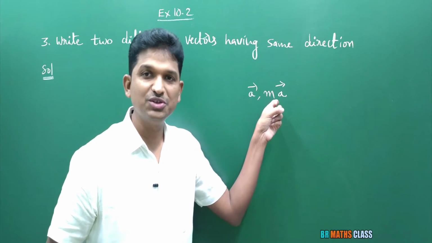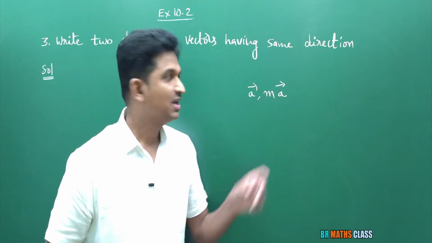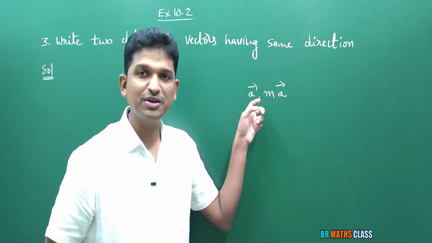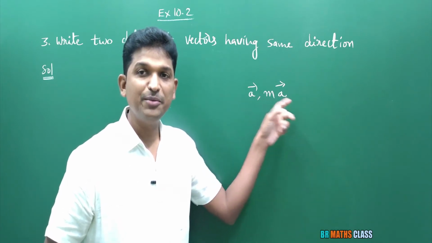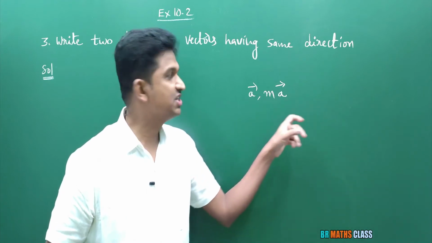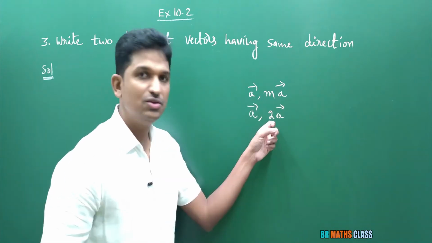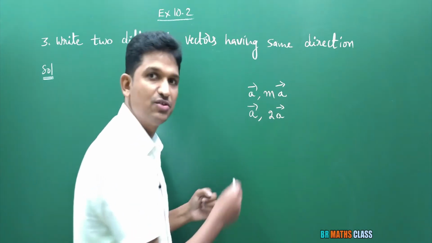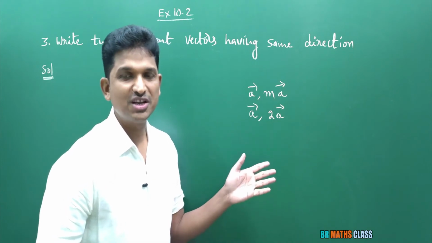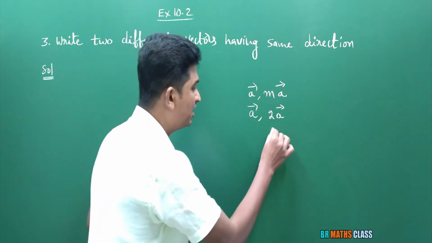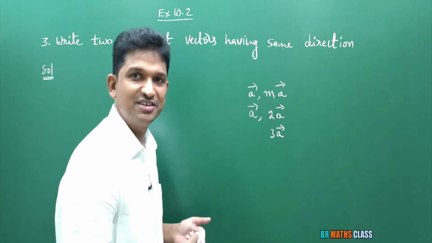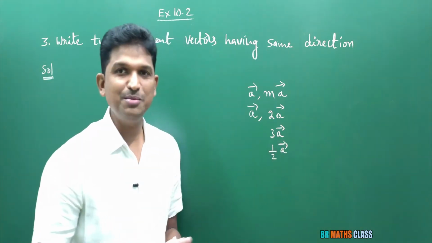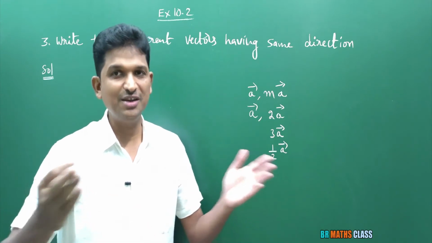If m is positive, what is the direction of m a bar? The direction of m a bar is along the direction of a bar. What I am trying to say here is that a bar and m a bar will have the same direction when m is positive. You see here, as 2 is positive, 2a bar is also along the direction of a bar. So a bar and 2a bar are in the same direction. Not only these vectors, a bar and 3a bar are also in the same direction. A bar and 1 by 2 into a bar are also in the same direction. Like this, we can give infinitely many examples.